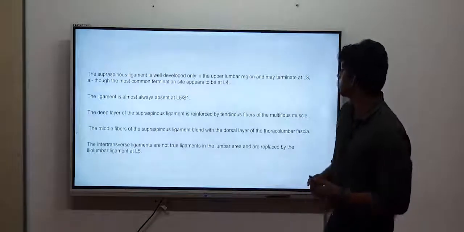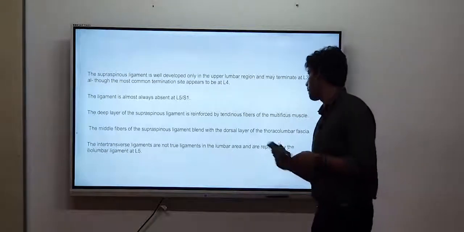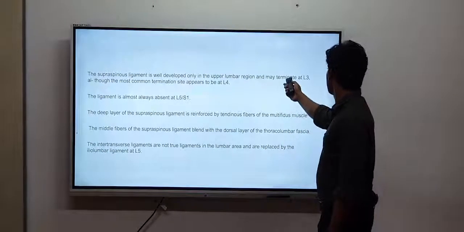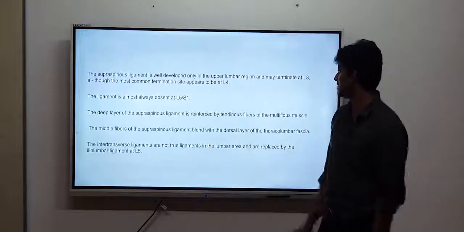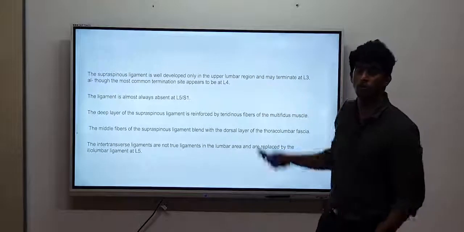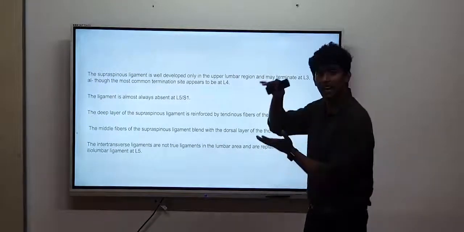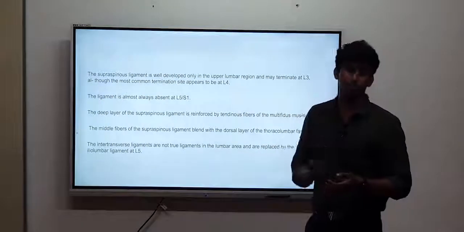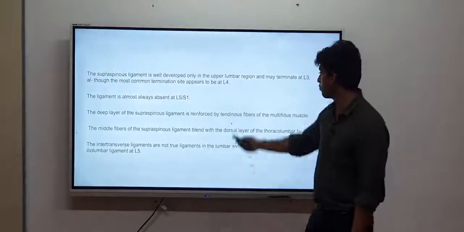The supraspinous ligament is well developed only in the upper lumbar region and may terminate at L3, although the most common termination site appears to be at L4, because L1 to L4 have almost the same features, but from L5 onwards it will show the property of S1.